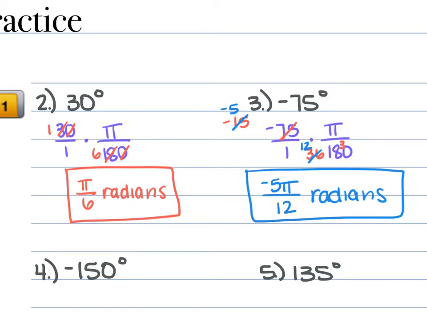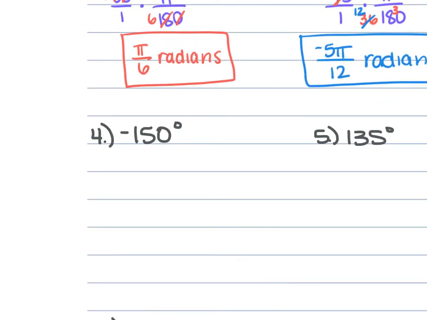For 4, we're given negative 150 degrees, so we're going to put this over 1 and multiply it by pi over 180. I'm going to work with negative 15 and 18, so 3 goes into both. This is going to be a negative 5, this will be a 6, so it's going to be negative 5 pi over 6 radians.